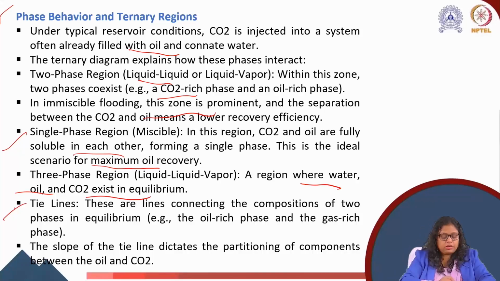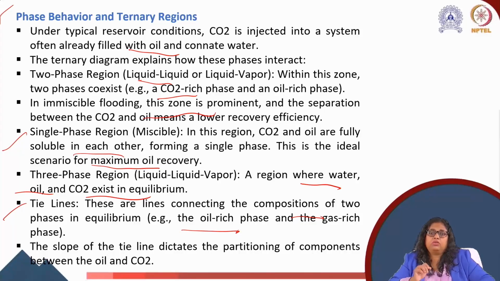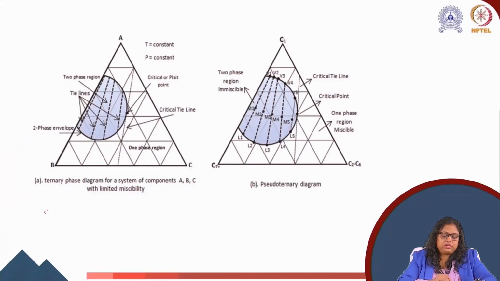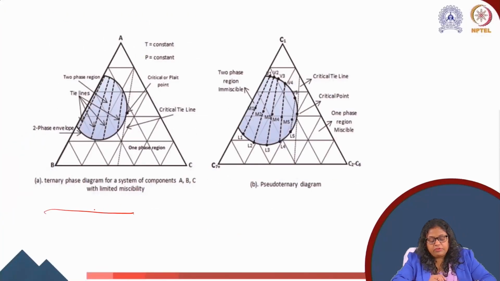So then we do have the tie line. These are the lines connecting the composition of the two phases in equilibrium. With two phases, we talk about an oil-rich phase and a gas-rich phase. Then the slope of your tie line dictates the partitioning of your component between oil and water. We can see it here, one typical ternary phase diagram for a system of components A, B and C, and it has limited miscibility.